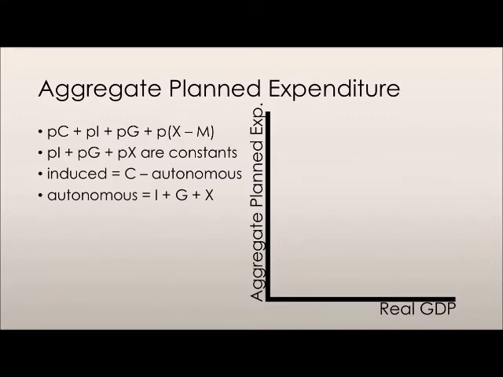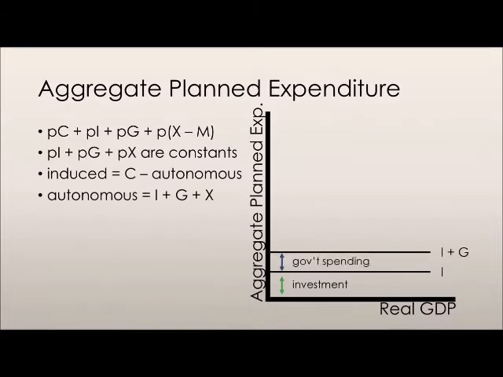Let's take a look at how we actually form this curve. So first we're going to take investment. And investment is assumed to be constant, so we have a straight line. And then we're going to add on to that government spending, which again, in this case, we're assuming is constant. It's not changing with real GDP. On top of that, we're going to add on exports. And again, we're assuming that that is not changing with real GDP. So we have investment plus government spending plus exports. And that is all assumed to be constant.